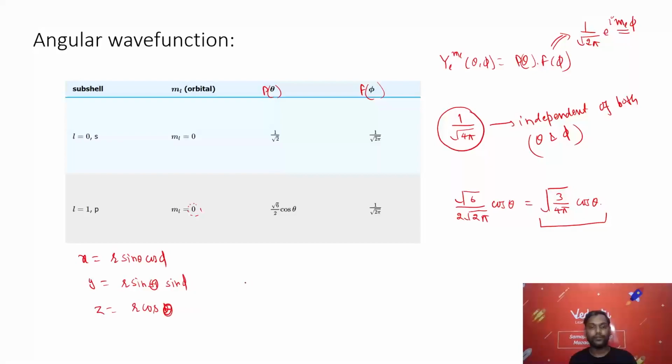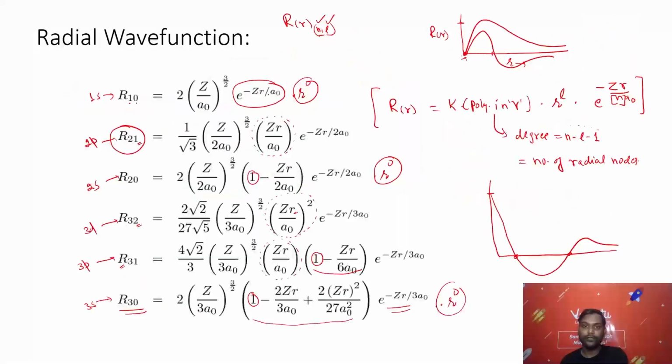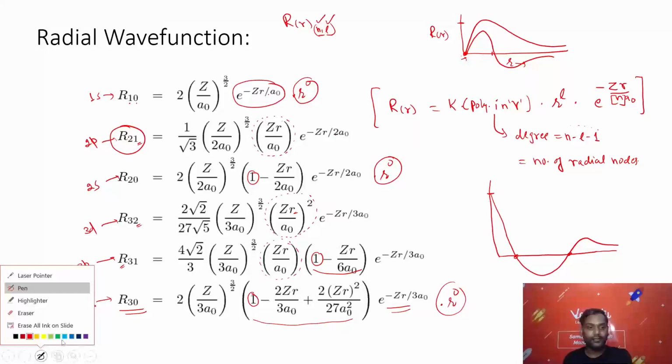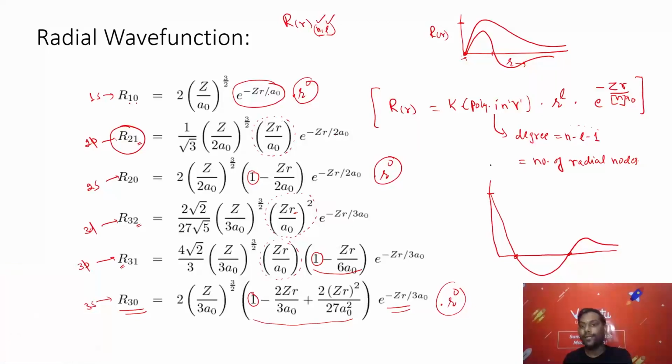Now please remember from the radial wave function, let me just go back and show you this, that for any p orbital, the radial wave function will be multiplied with r power 1. For any d orbital, it will be multiplied with r square. For any f, it will be multiplied with r cube. And for any s, it will be multiplied with r power 0. Because that will be cancelled, that I will be using in the angular wave part. So remember, every p will be multiplied with r, every d will be multiplied with r square.